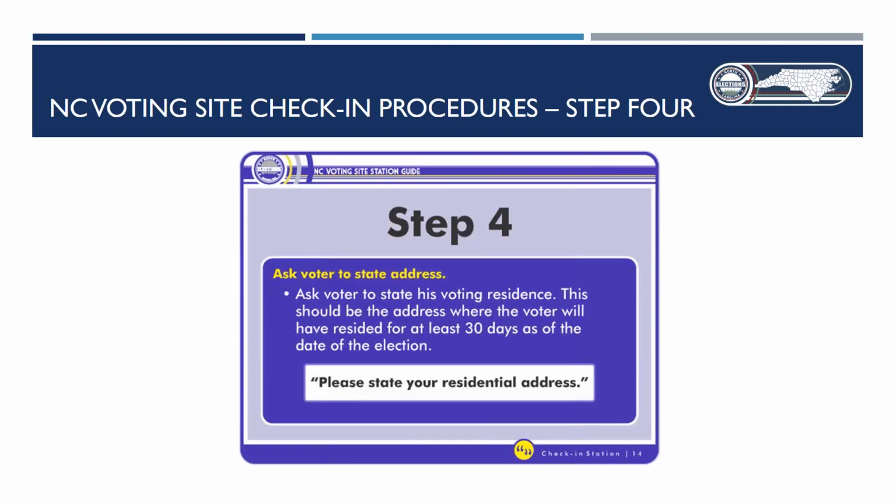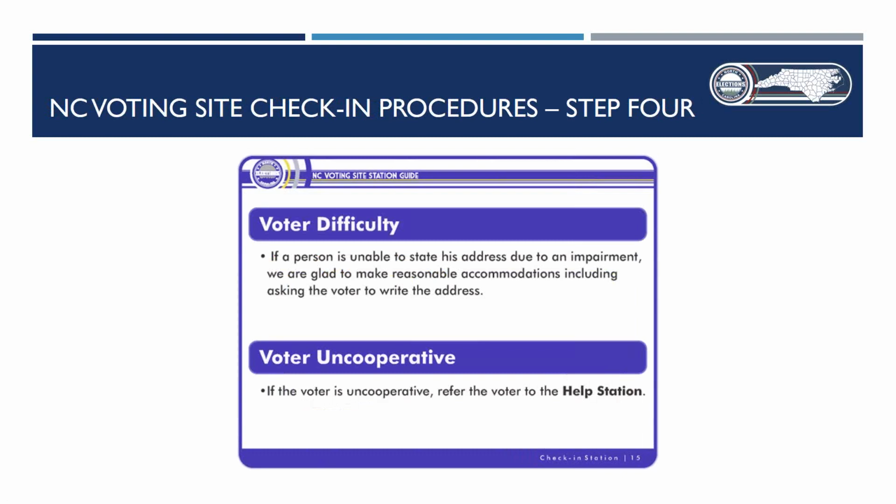Okay. In step 4, you would ask the voter to state their address. So the best language would be, "Please state your residential address." Again, if you're having difficulty hearing what the voter is saying, you can make reasonable accommodations to ask the voter to write their address. And if the voter is uncooperative, you can refer them to the help station.